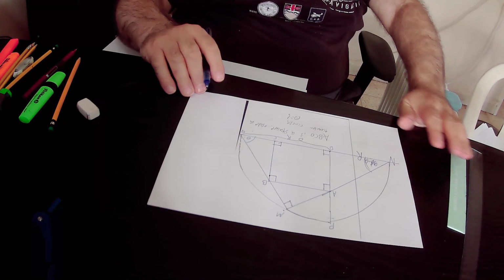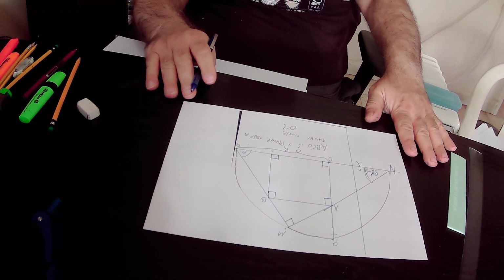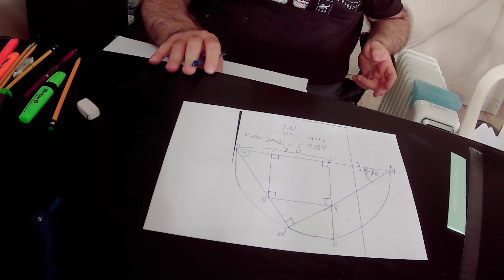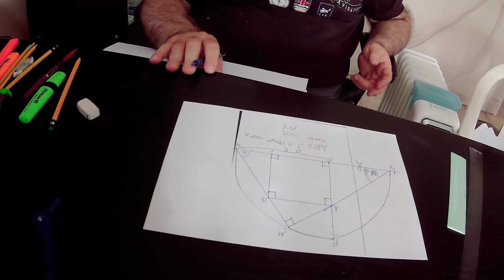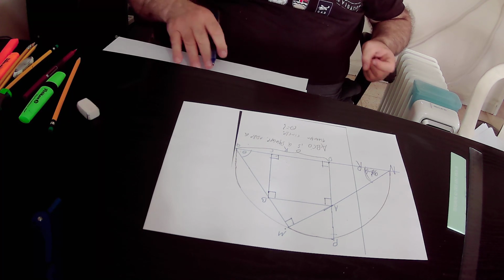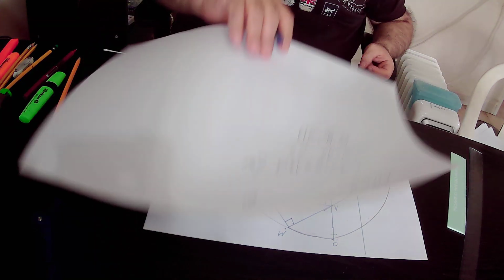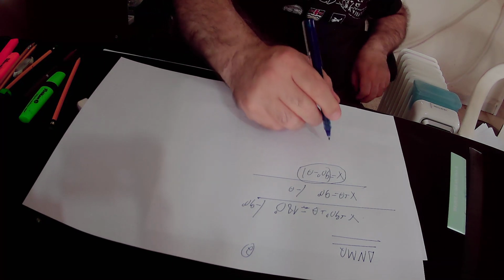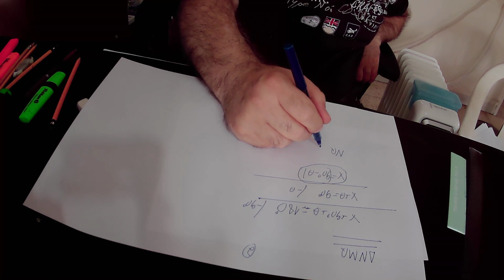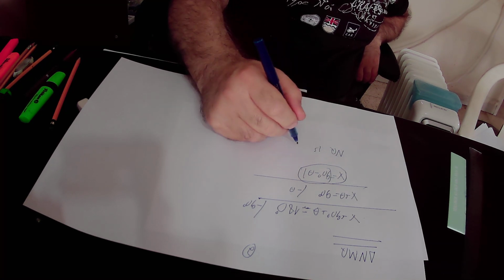We have already found out that NQ is the diameter of the semicircle according to rule number 1. Actually, NQ is the diameter of the semicircle. It is absolutely a straight line. NQ is a diameter, so it must be a straight line.